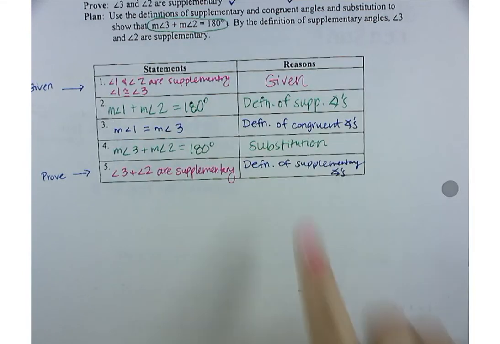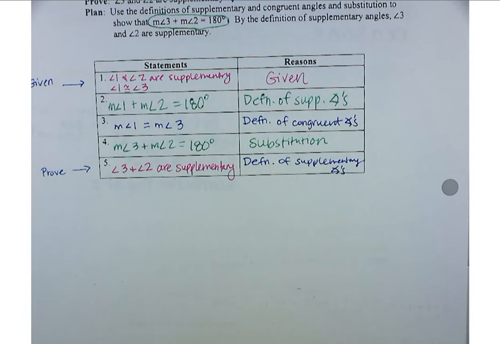Okay, so remember, prove is not a reason, right? A reason is a definition, something that's given, which is your first one, or any of your properties of equality or congruence. Reflexive, symmetric, transitive, addition, subtraction, division, multiplication.